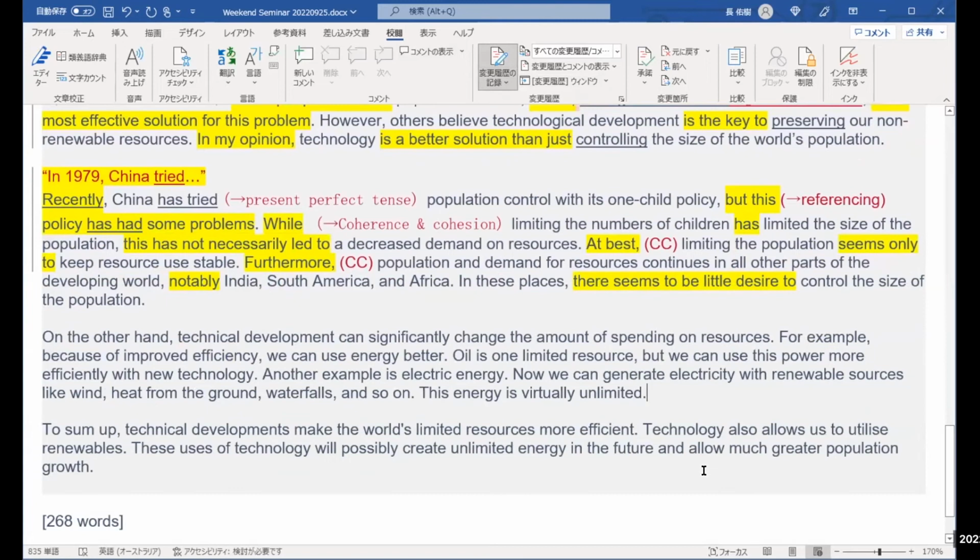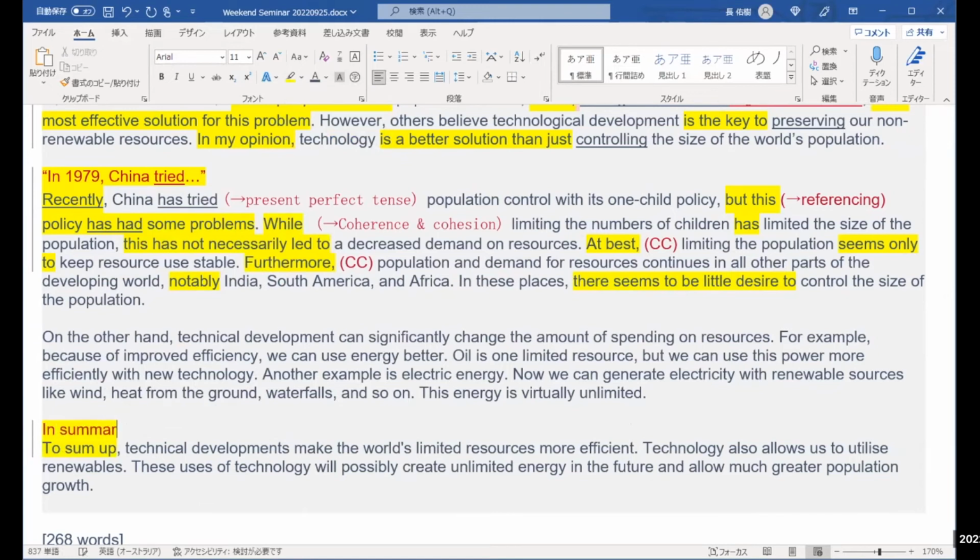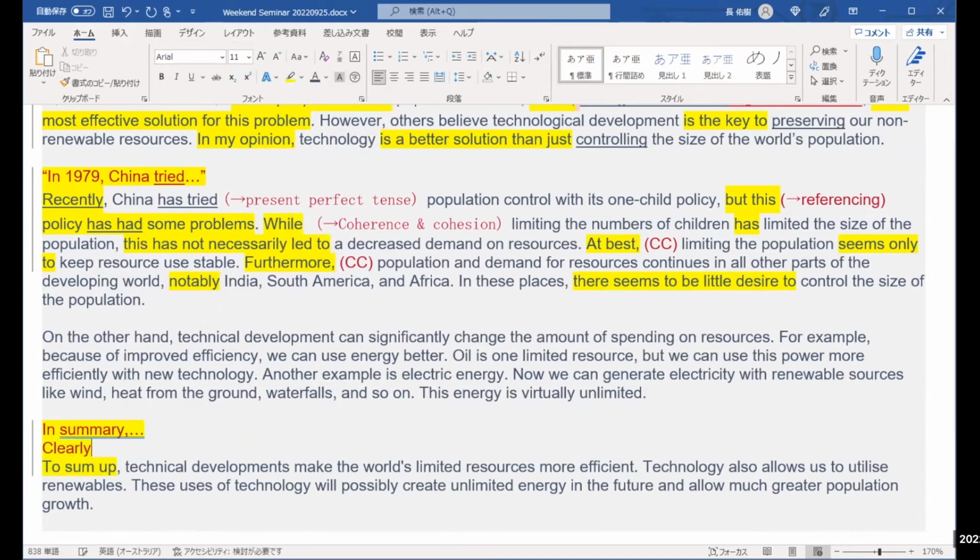And finally, the paragraph that finishes this essay begins in a rather predictable way, but an effective way, to sum up. You could use other ways of saying this, in summary, or you might use a word even like clearly to express that you are now making the definitive statement, the final statement. Technical developments make the world's limited resources more efficient. So here, this person is not really introducing very much new. They are expanding their idea, but they are making it very clear what their position is. And remember, in task response, the first assessment criterion in task 2, you are asked to make your position clear, and the examiner wants to see a clear position.